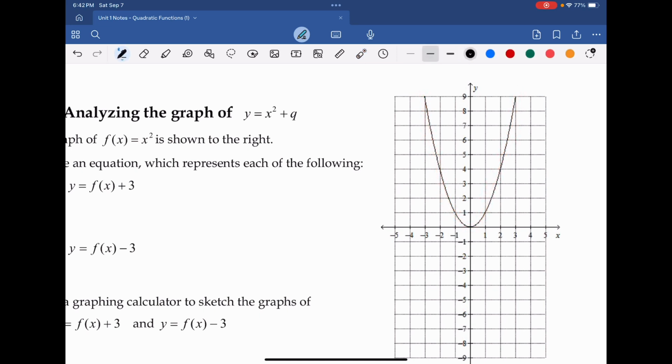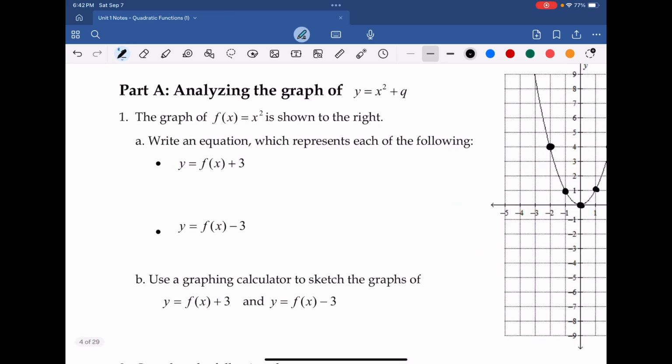And so it would include all those standard points like (0, 0), (1, 1), (-1, 1), (-2, 4), and (2, 4). Those are all the traditional points we dealt with on that first page. And now what we're going to do is adjust this formula just a little bit by adding some sort of q value. And we'll see what that means right here.